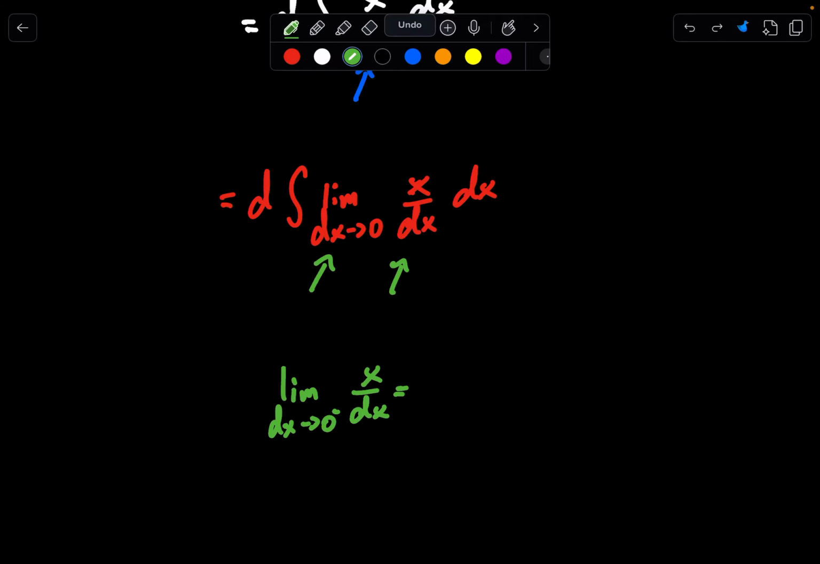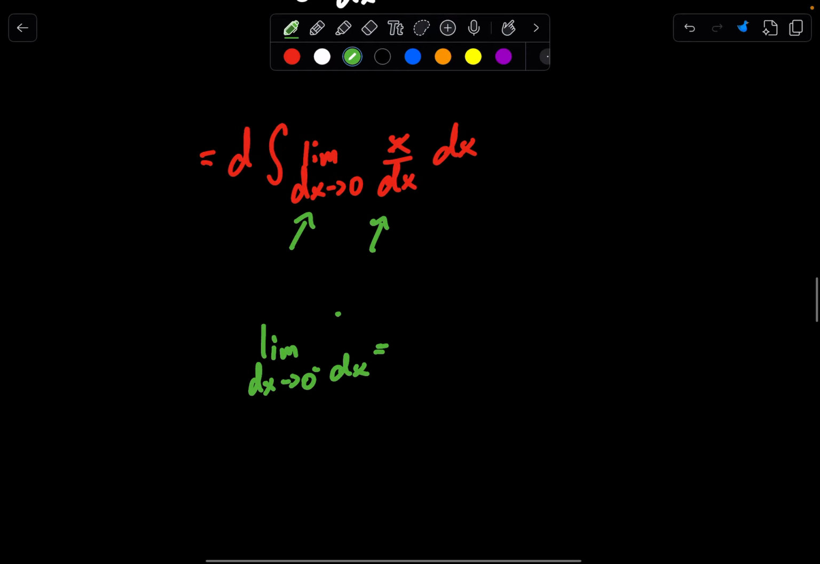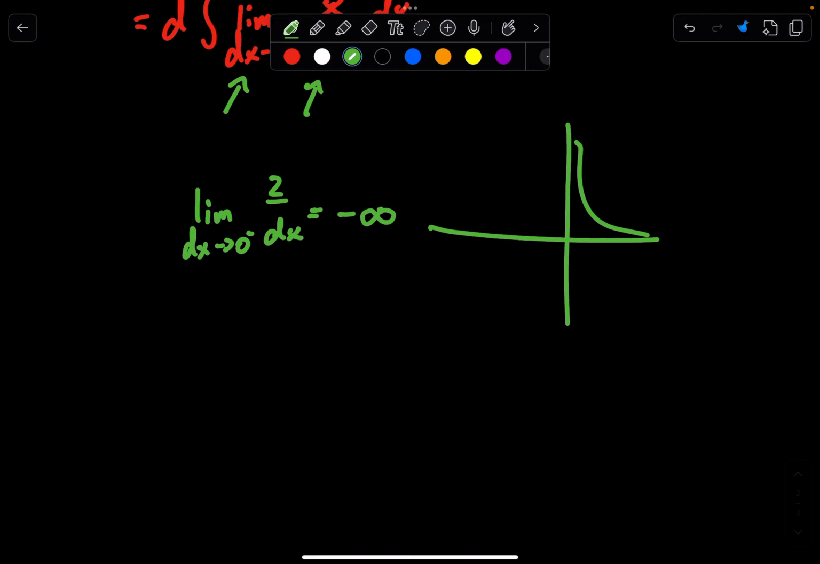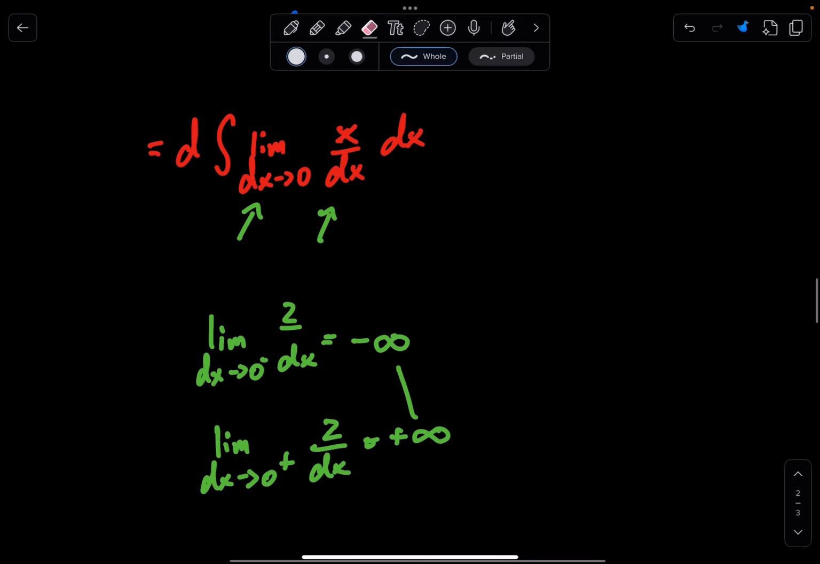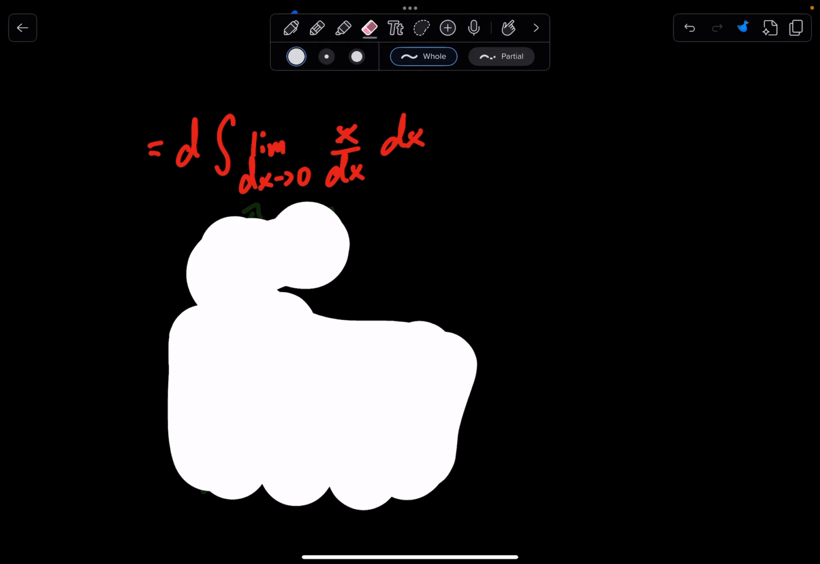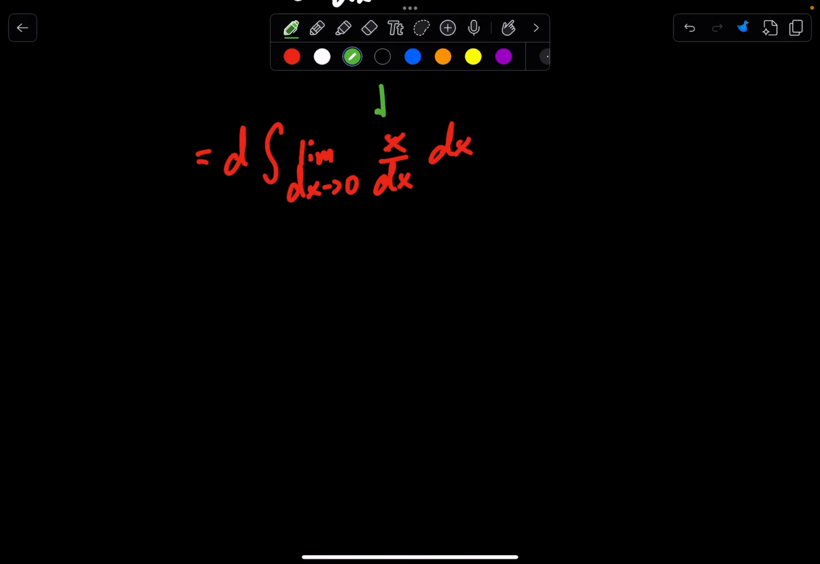Then that would mean that this limit becomes limit of 2 over dx as dx approaches 0 from the left-hand side. And this would equal negative infinity, because if you think about the graph, this is our graph of 1 over x. So it approaches negative infinity as you come from the left-hand side. And likewise, limit as dx approaches 0 plus of 2 over dx equals positive infinity. And since these are not equal, we cannot write this limit as anything. So hence, we can replace this limit with DNE, because we don't even know what x is for positive or negative. So we can say this integral is equal to d times the integral of DNE dx.